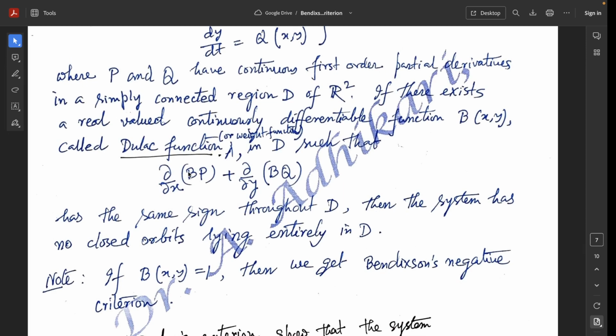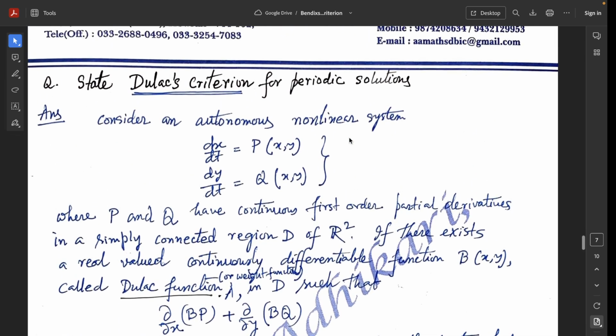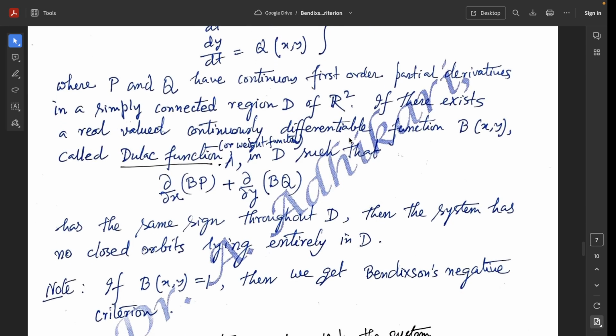Obviously, when B equals 1, this Dulac function, that is the weight function, is equal to 1, and this Dulac's criterion is Bendixson's negative criterion.